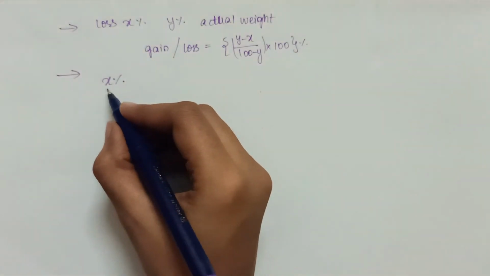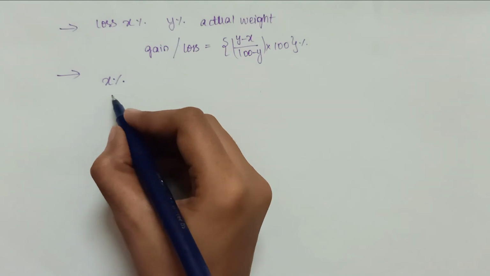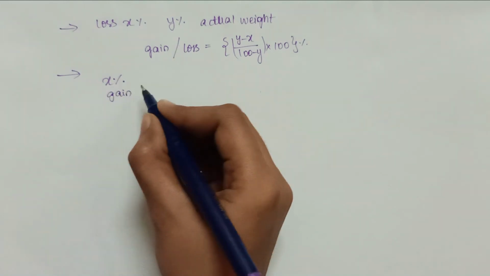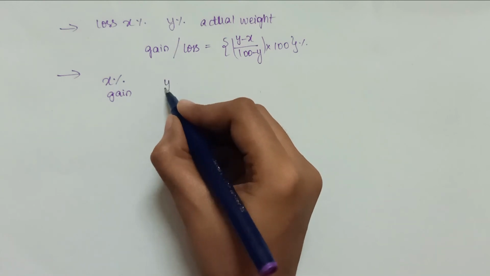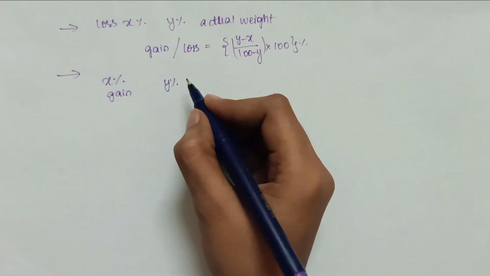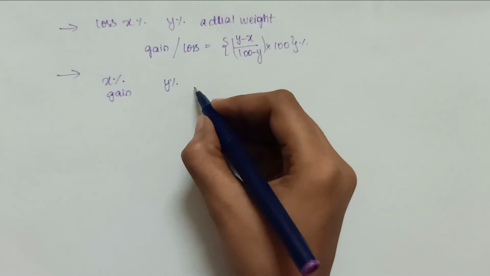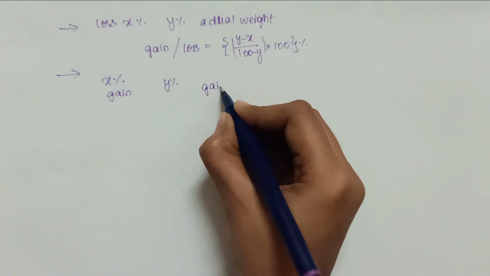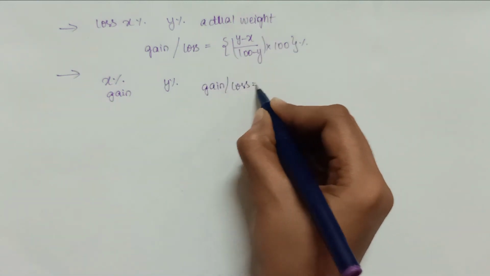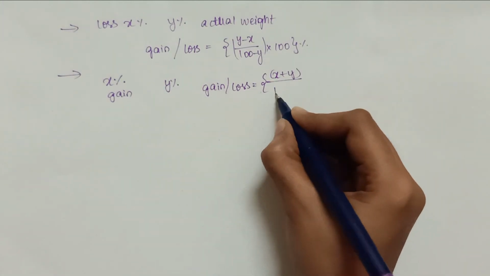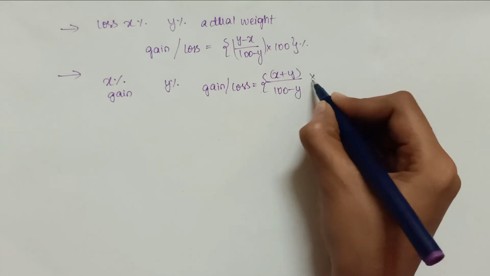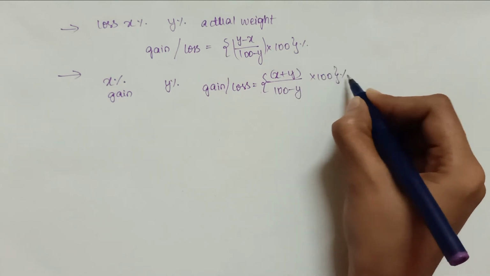Now next formula: if a trader sells at a gain of X% with a false weight Y% less than his actual weight, then we use this formula: gain or loss is equal to (X plus Y) by (100 minus Y) into 100%.